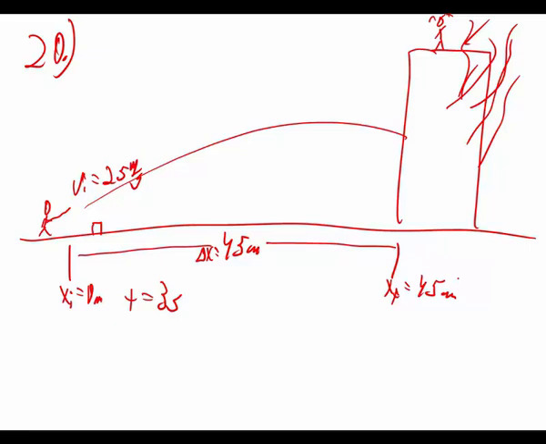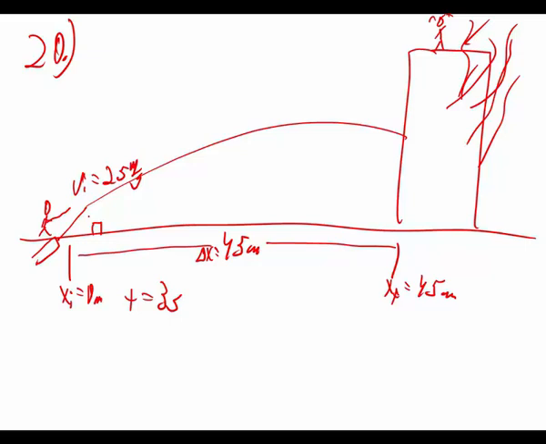Ignore air resistance. Assume that the end of the hose is at ground level. So in other words, I didn't really draw it completely right. The hose is actually down here, isn't it? So the hose is right there.